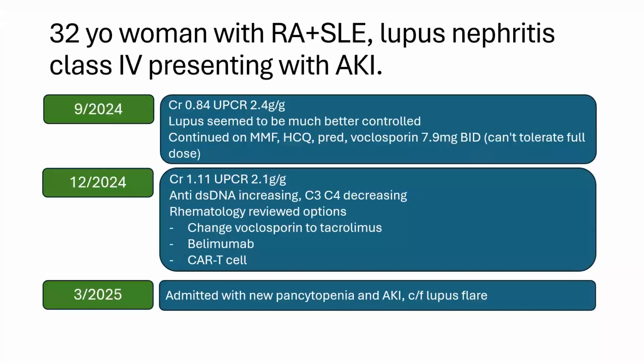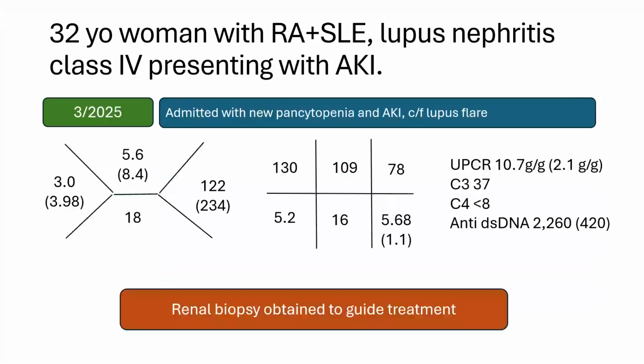Then she was admitted in March with marked pancytopenia and AKI, which was consistent with lupus flare. Next slide, please. So at the time of presentation, these are her labs. The lab values in parentheses were labs from 3 months before presentation. Her creatinine went from 1.1 to 5.7, and urine protein creatinine ratio was also markedly elevated, with a lot of disease markers for lupus, and pancytopenia as well. So we decided to pursue renal biopsy to guide treatment.